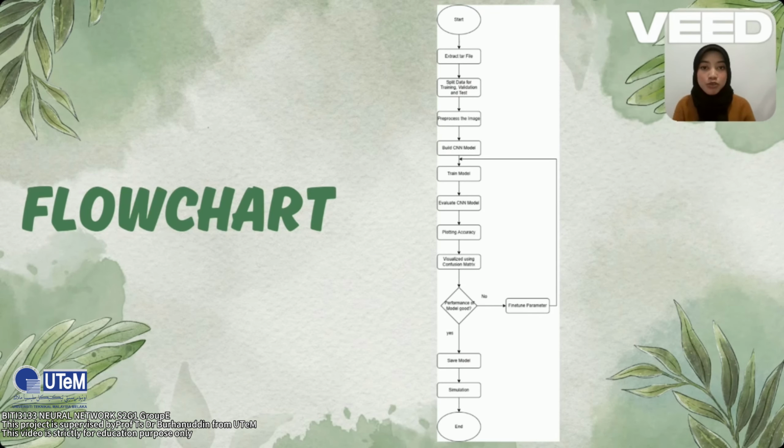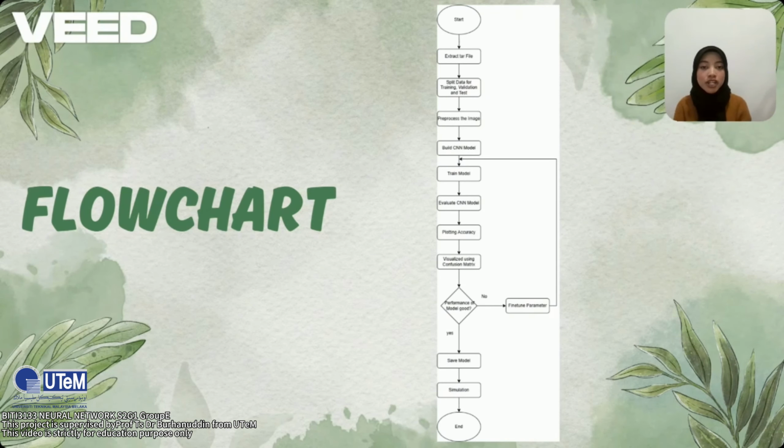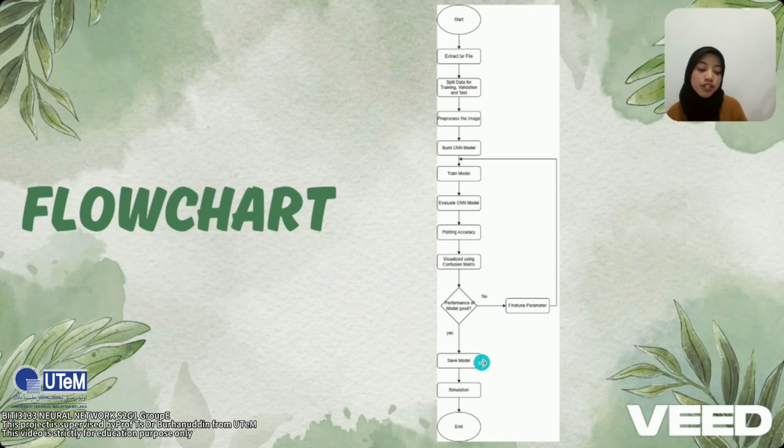Assalamualaikum warahmatullahi wabarakatuh. My name is Filza Shazalina binti Masupian. I'm going to present about the flowchart and the step-by-step analysis. For the flowchart, the overall process starts from extracting the file, splitting data for training, validation, and test, preprocessing the data, preprocessing the image, building the CNN model, training the model, evaluating the CNN model, plotting accuracy, visualizing using a confusion matrix, and then checking if the performance of the model is good or not. If no, then we fine-tune parameters and go back to train the model. And if yes, we save the model and do a simulation.